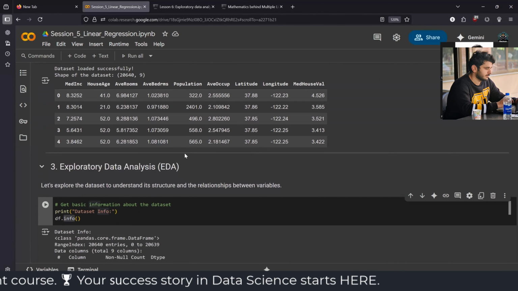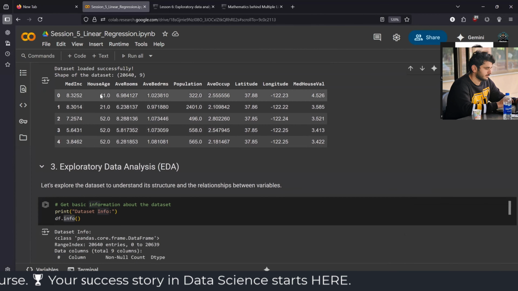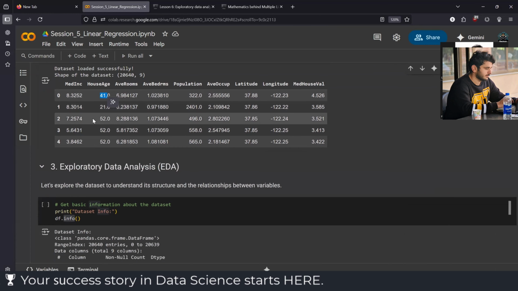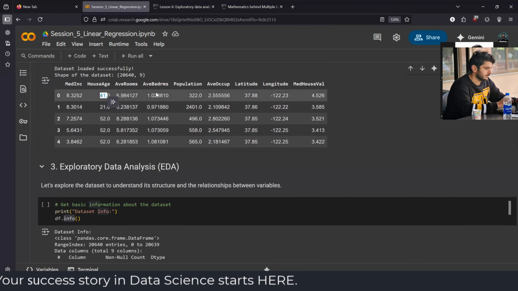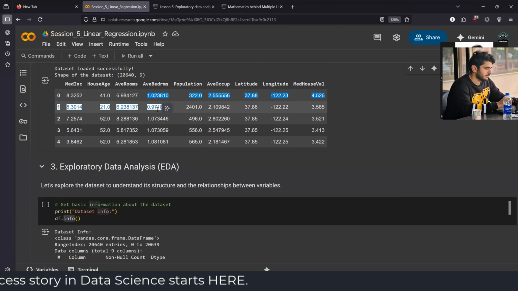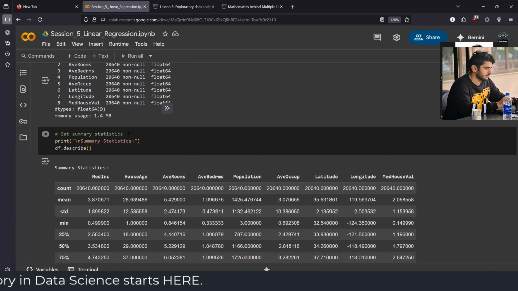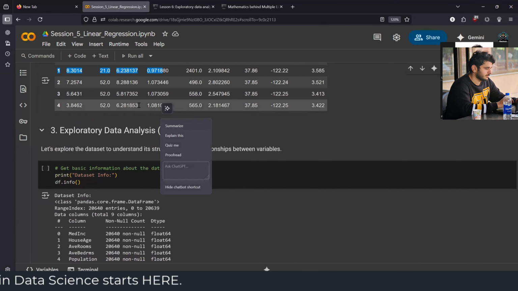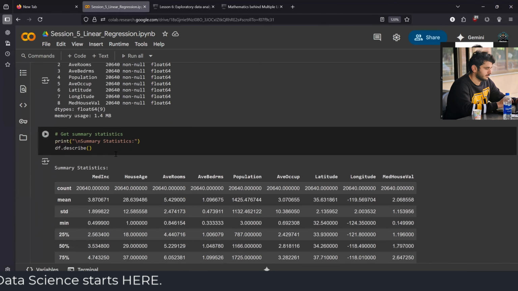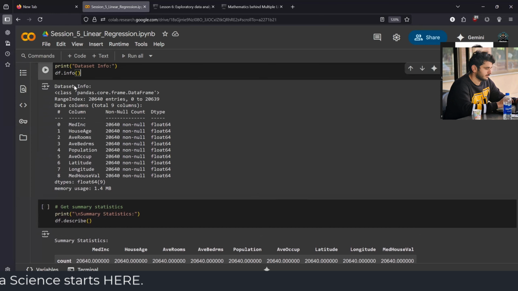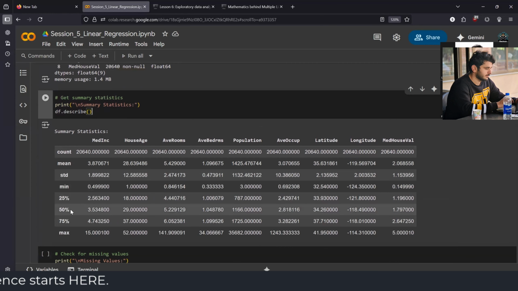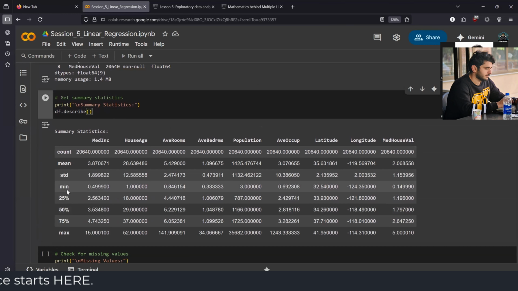But we have a problem of scale, like house age has much higher numbers, and other columns like average bedrooms have quite lower numbers, so we need to scale them to the same standard. And we will use standard scaler here. Apart from df.info, we can use df.describe to see terms like minimum, maximum, median, and different percentiles.